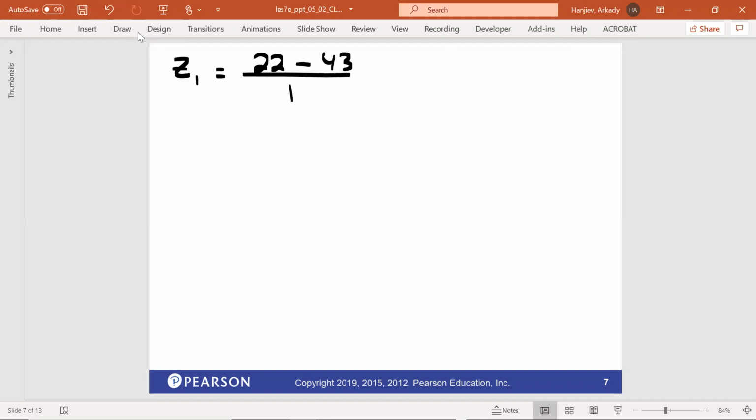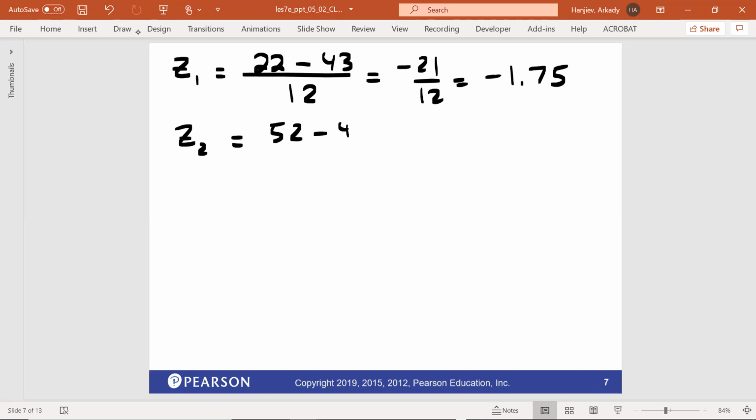Standard deviation, 12. And if you do that here, 22 minus 43, is negative 21, right? Negative 21 over 12, which gives us a negative 1.75. Perfecto. Z-score number 2. Same exact process, right? 52 minus 43 over 12. And what is that one?